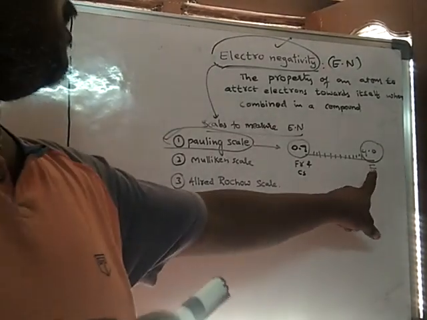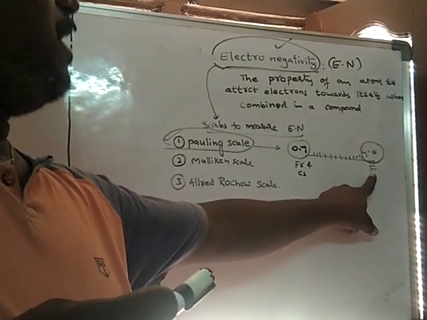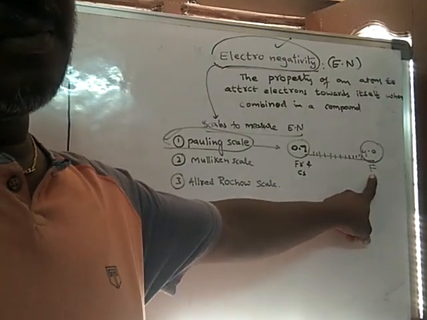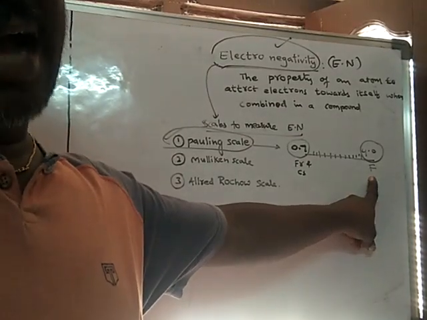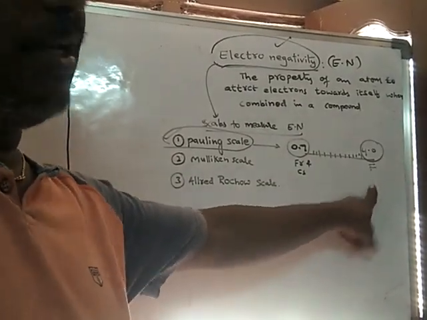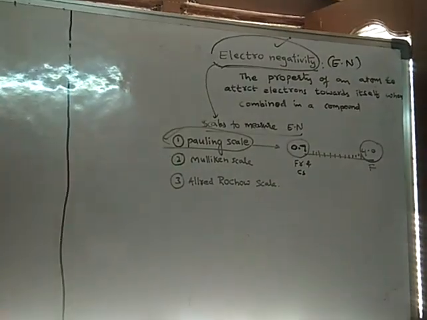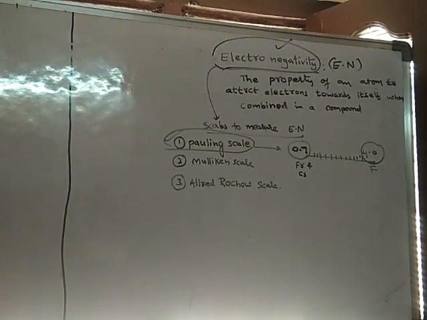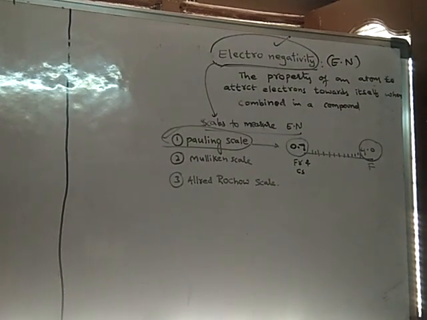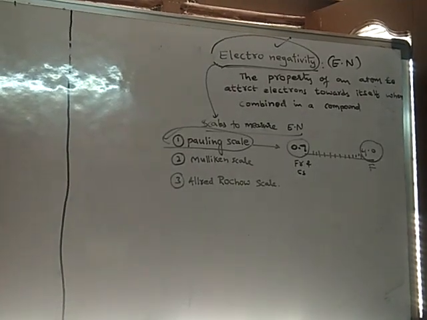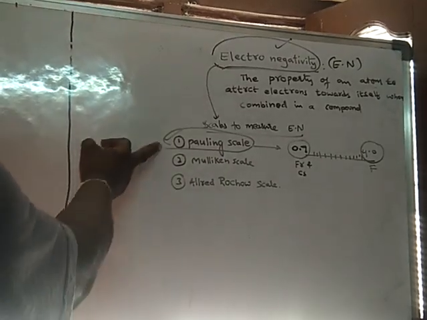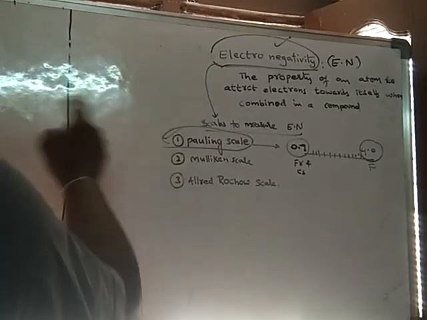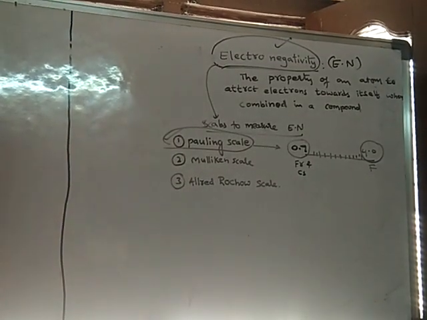The maximum value is possessed by fluorine. No other element possesses as much as fluorine. That means the highest value of electronegativity is possessed by the fluorine atom. So like this we can measure electronegativity on different scales, and the most popular is the Pauling scale.